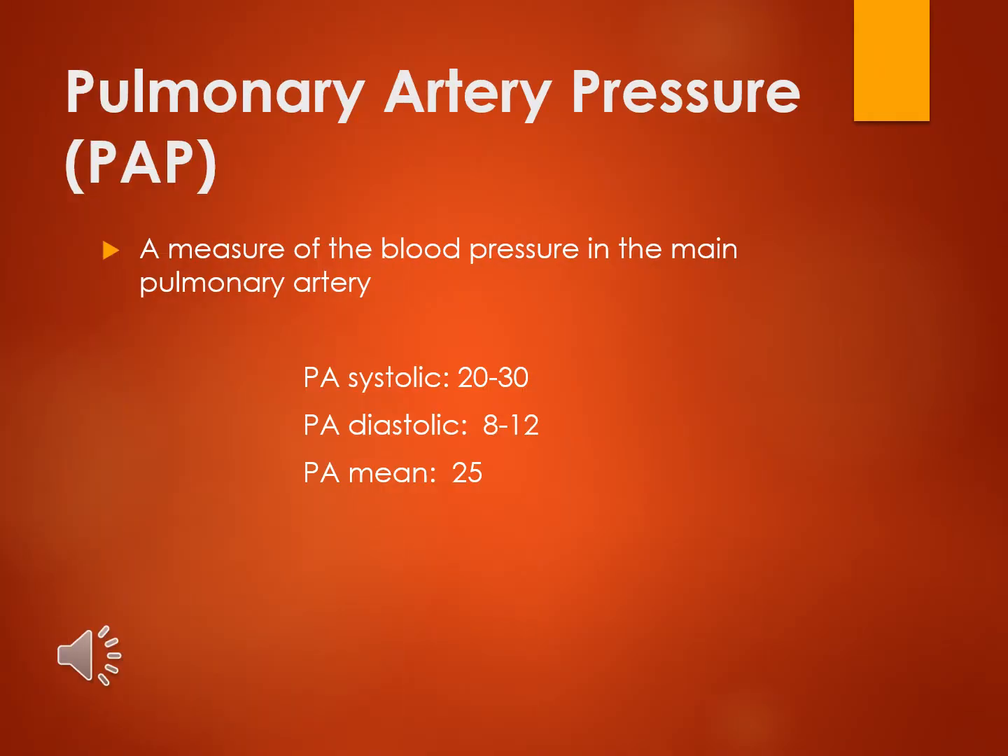Pulmonary artery wedge pressure is the measure of the blood pressure in the main pulmonary artery. So we check peripheral blood pressures. This actually is measuring the blood pressure directly in the heart. So pulmonary artery systolic numbers should be 20 to 30. Pulmonary artery diastolic will be 8 to 12, and pulmonary artery mean pressure 25.